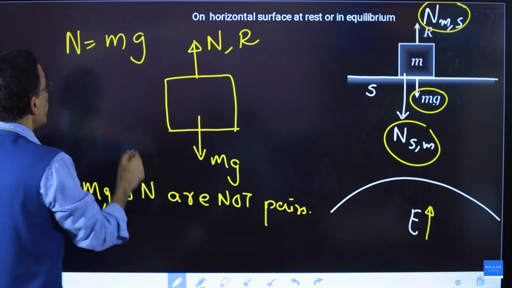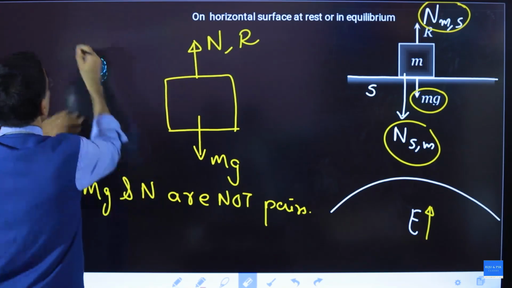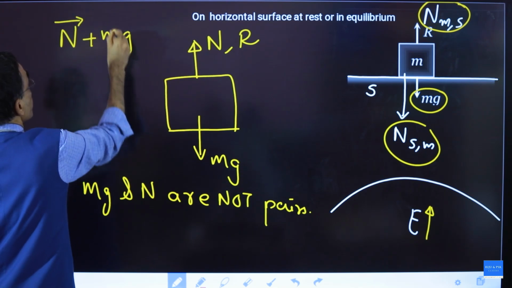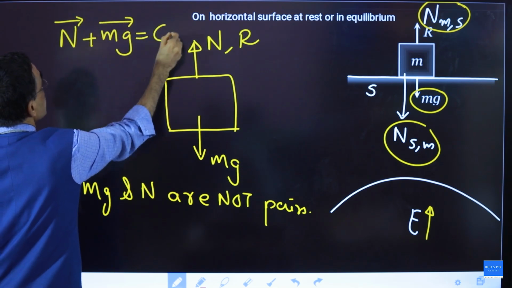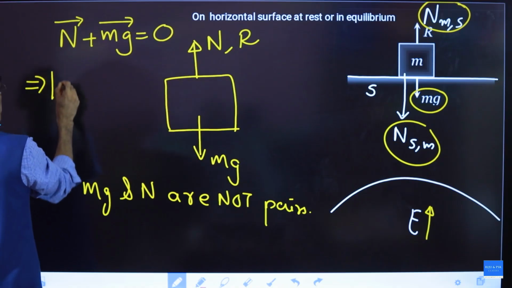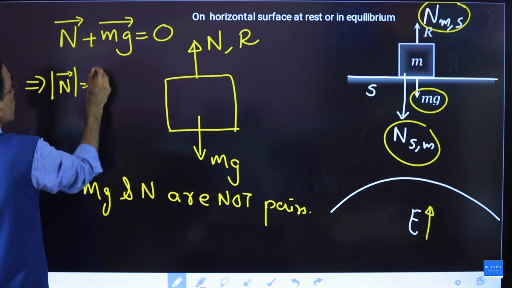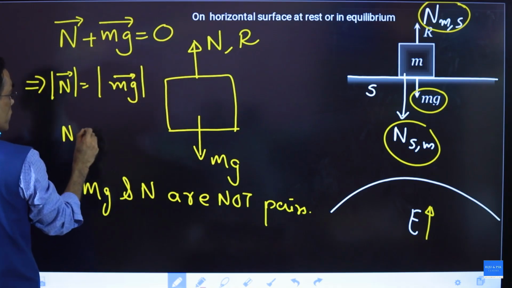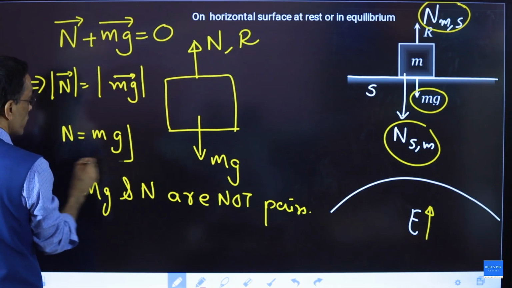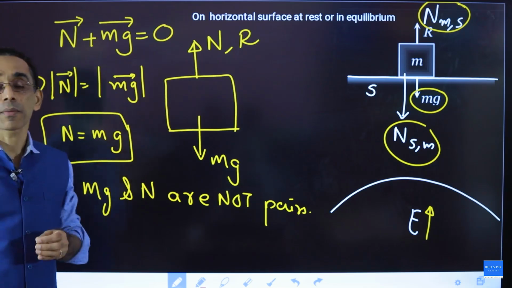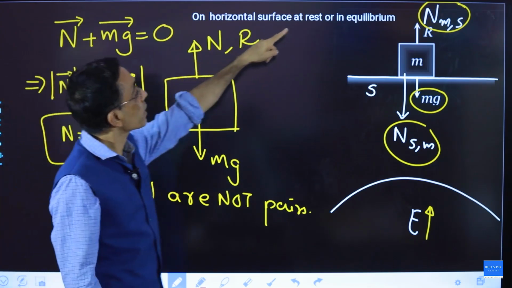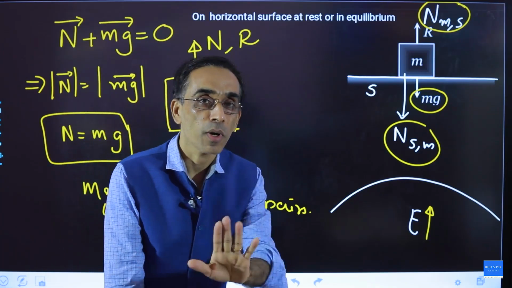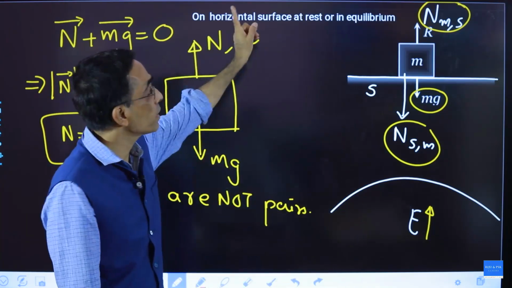If it is in equilibrium, then N and mg have the same magnitude. In fact, I should be writing N as a force vector plus mg as the other force vector. If you add the two vectors, you should get 0, which implies that the magnitude of the normal reaction should be equal to the magnitude of mg. That's why we normally write N equal to mg. In this chapter, we will always write N equal to mg. Where is N equal to mg applicable? For a body at rest on a horizontal surface. Understood? For a body at rest on a horizontal surface, this is applicable.